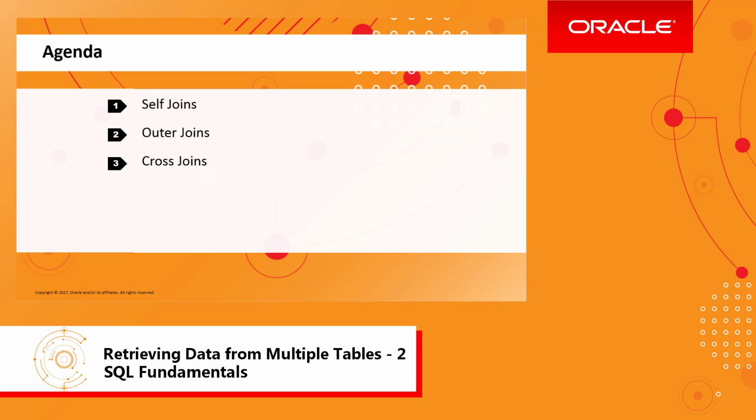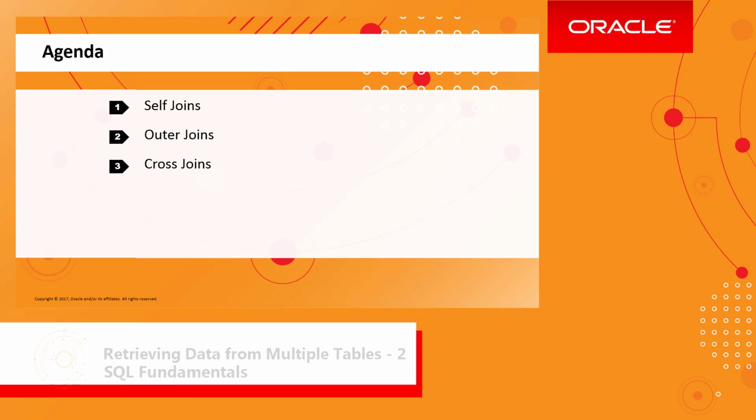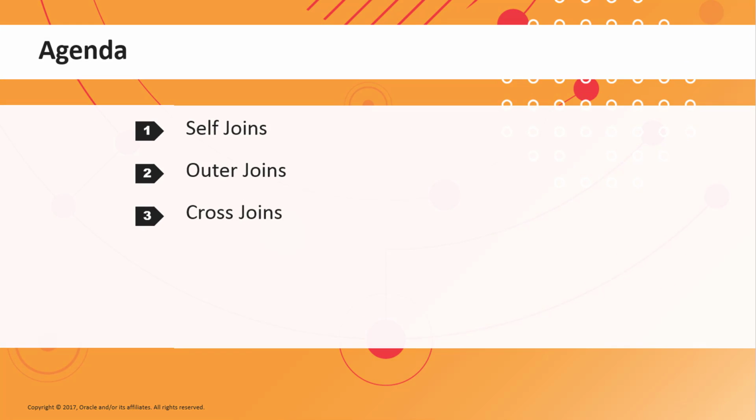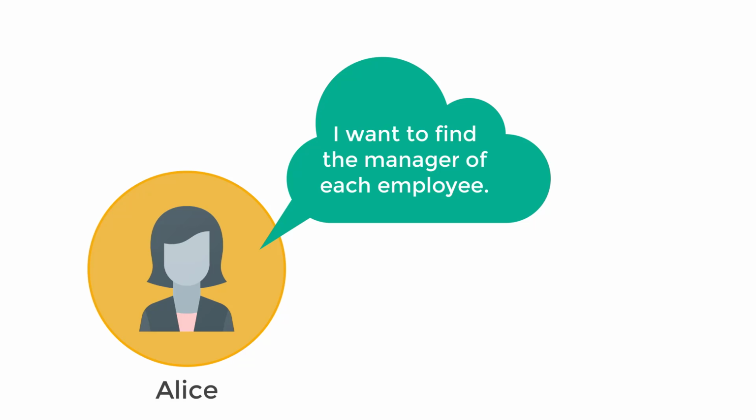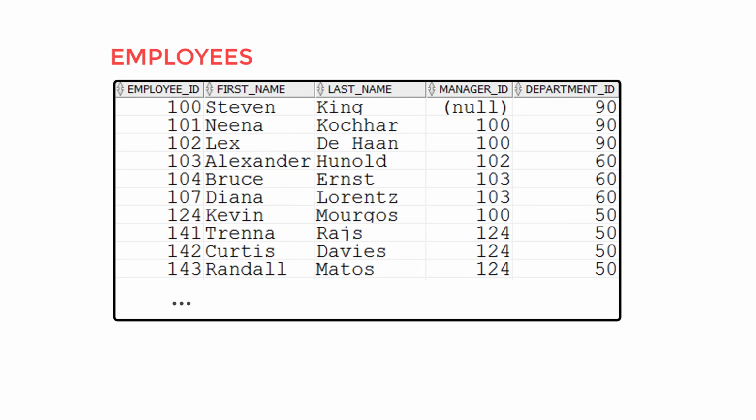In this video, you will retrieve data from tables by using self-joins, outer joins, and cross joins. Consider a scenario where Alice, the HR manager, wants to find the name of each employee's manager. In the employees table, the manager of each employee is identified using the manager ID column and not the manager name.